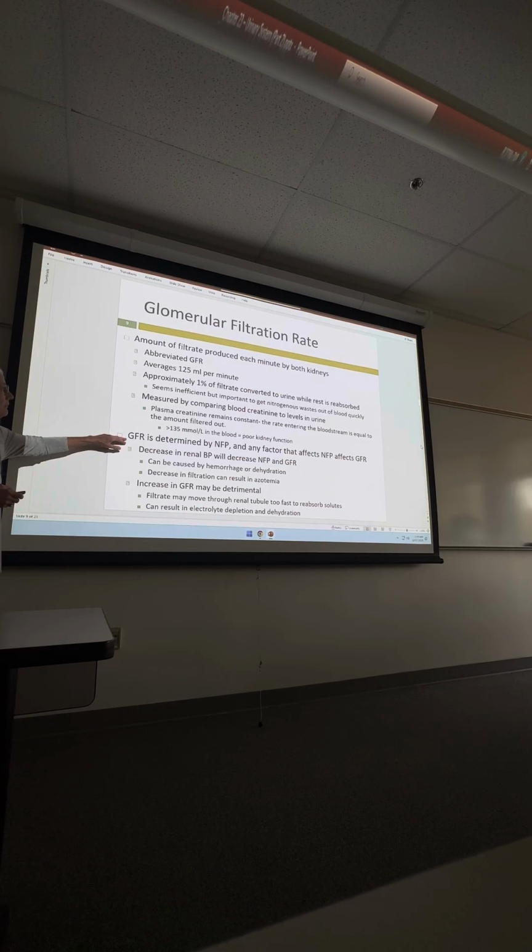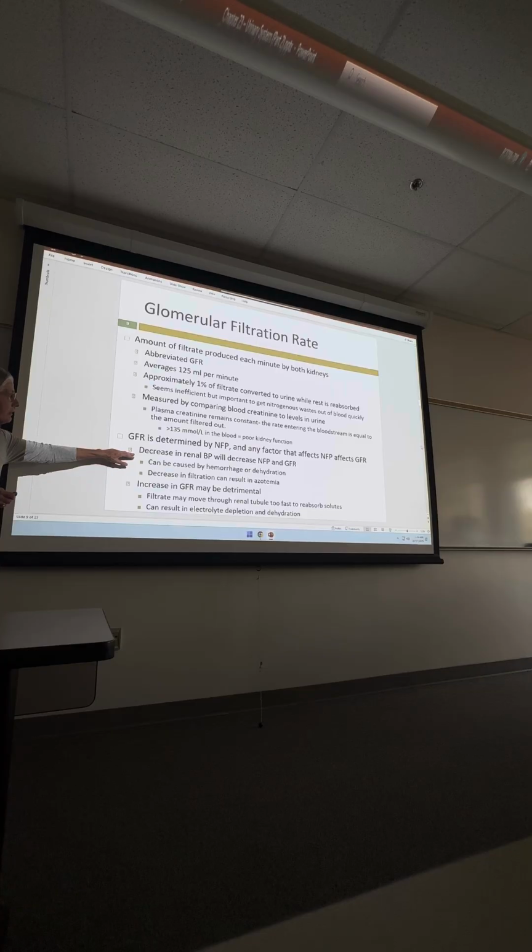Your glomerular filtration rate, as I said earlier, is going to be impacted by your net filtration pressure. And as this says, anything that affects your net filtration pressure is going to impact your glomerular filtration rate. What's the glomerular filtration rate? The amount of fluid that is coursing through your kidneys, pulled out of the blood in any minute. All right, so if we have a decrease in our renal blood pressure, that's decrease in blood pressure overall, then we're going to see a decrease in the net filtration pressure.